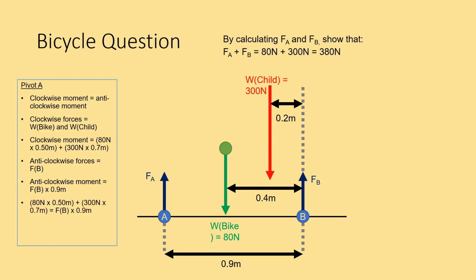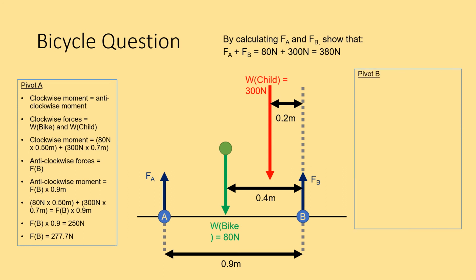So we calculate this because they are equal. Force B times 0.9 meters is equal to the moments that we've discussed earlier. So 80 times 0.5 plus 300 times 0.7 is equal to force B times 0.9 meters. So force B times 0.9 is 250 newtons. And that gives force B as 277.7 newtons.